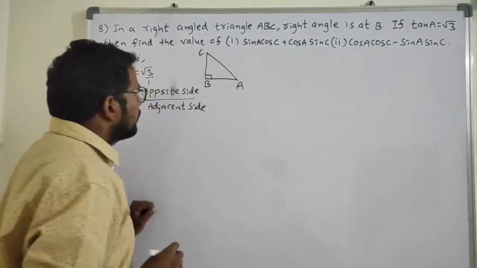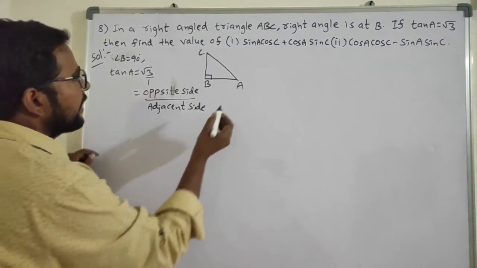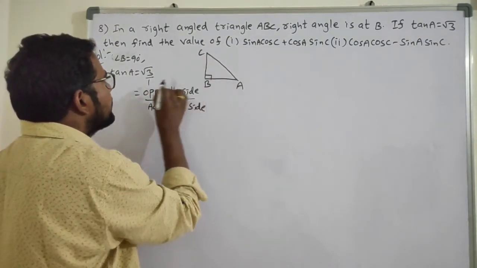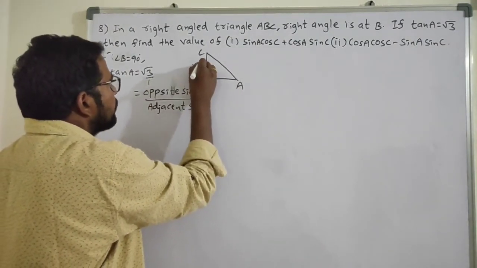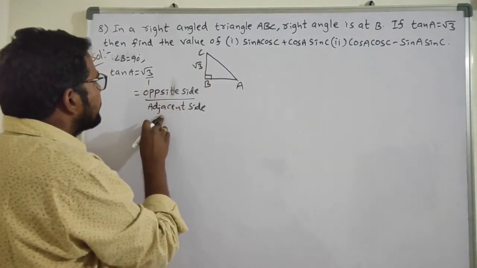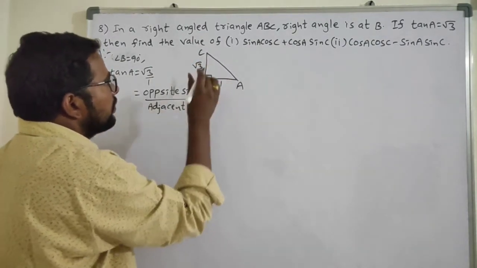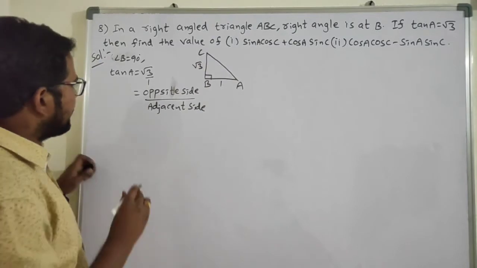This is C. So what is the opposite side of angle A? The opposite side is BC. BC is root 3. So this is root 3. What is the adjacent side? 1. So this is 1. So we can find AC by using Pythagoras theorem.